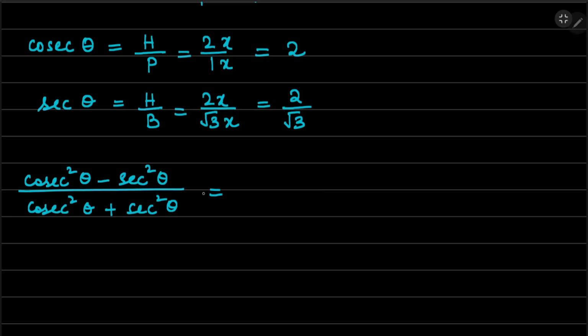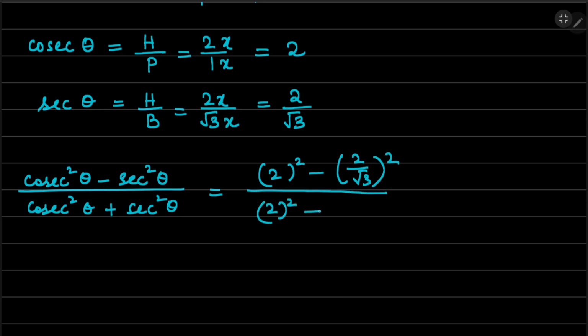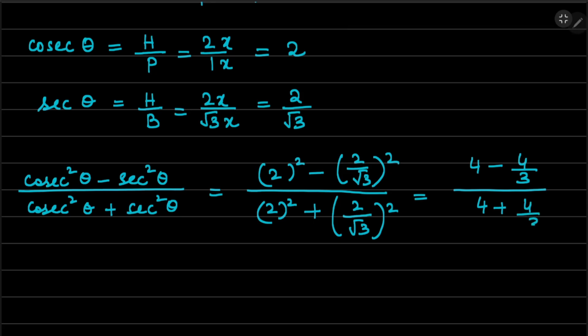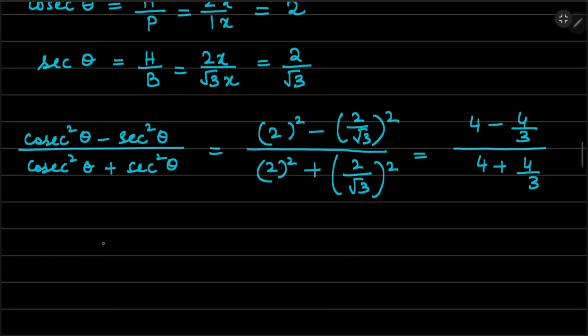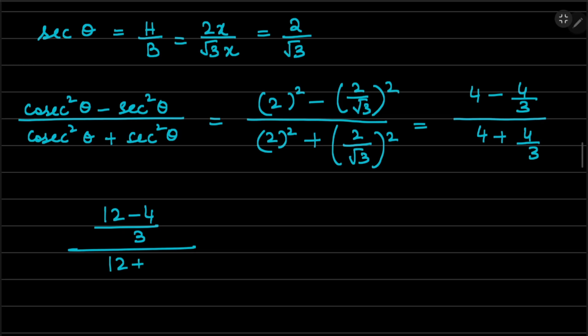Just substitute. So this is nothing but 2 square minus (2 over root 3) the whole square, whole divided by 2 square plus (2 over root 3) the whole square. So this is nothing but 4 minus 4 by 3, whole divided by 4 plus 4 by 3. So when you take the LCM, what do you get here? 12 minus 4 by 3 will get cancelled anyway. So it's nothing but 12 plus 4 by 3. Okay, this is what you get.